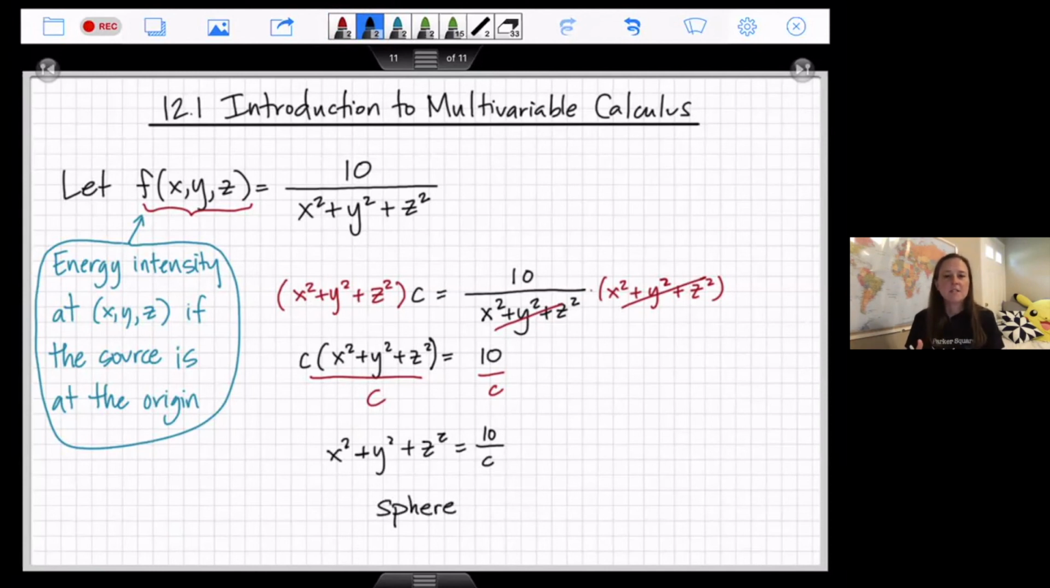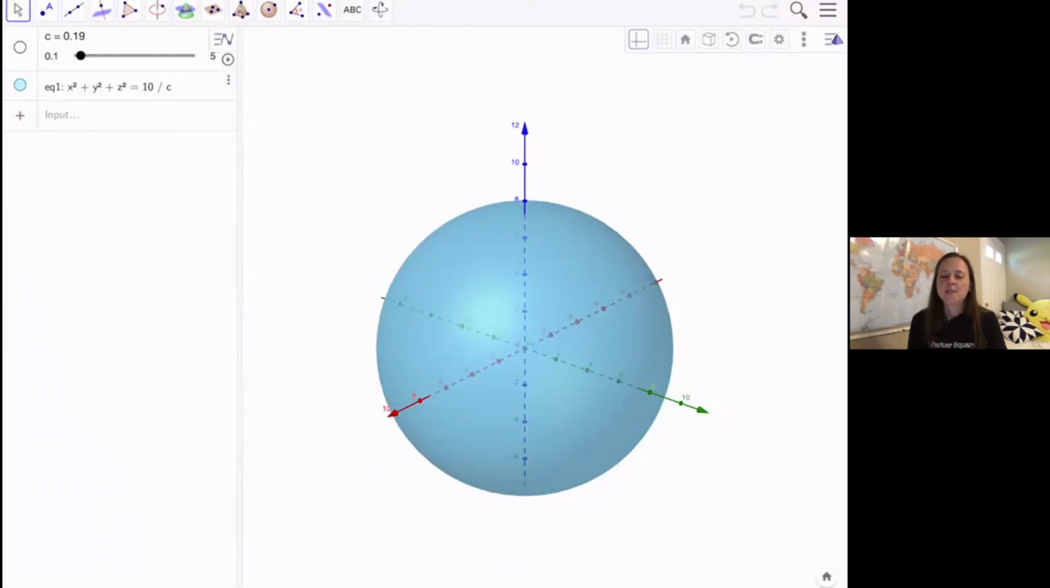But let's go graph a lot of these spheres and see if we can see what it tells us about this intensity energy function. All right, so GeoGebra is good, but it's not so good that it can show us what a 4-dimensional object looks like. So we have our 3-dimensional level surface here, x squared plus y squared plus z squared equals 10 over c. And I've got c set at 0.19 right now. So remember what this is representing. We said we had an energy source at the origin. The c was the function value, the intensity that you're feeling when you're at a particular point out in R3. All right, so if you are on this big sphere here, then you are feeling an intensity of 0.19, whatever units you measure that in energy in.